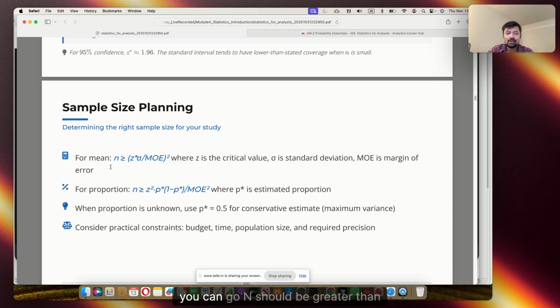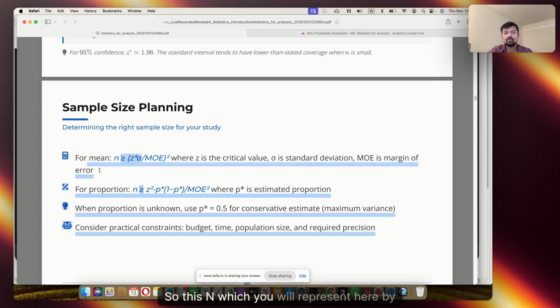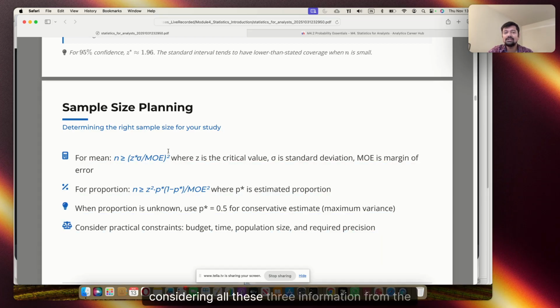So for the mean, n should be greater than this formula, where z is the critical value, sigma is the standard deviation, and MOE is the margin of error. So this n, which you get by considering all these three pieces of information from the population, will provide enough information and be free from a lot of error in the estimates or predictions you will make. So that can be considered a good sample size to start your analysis after doing all those calculations.